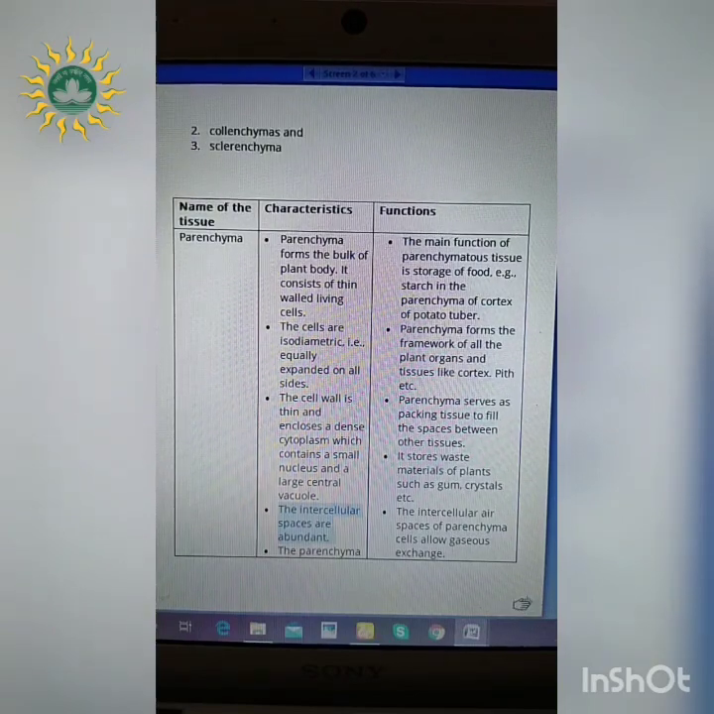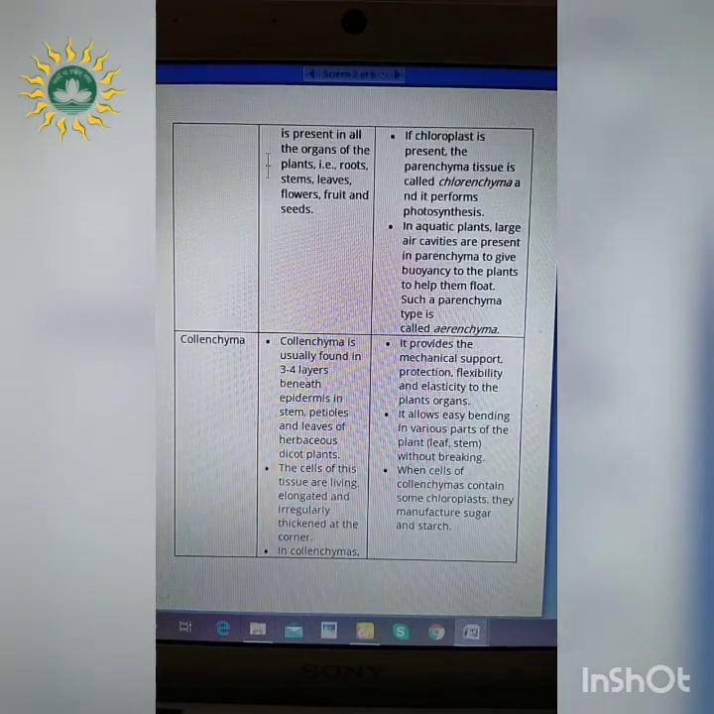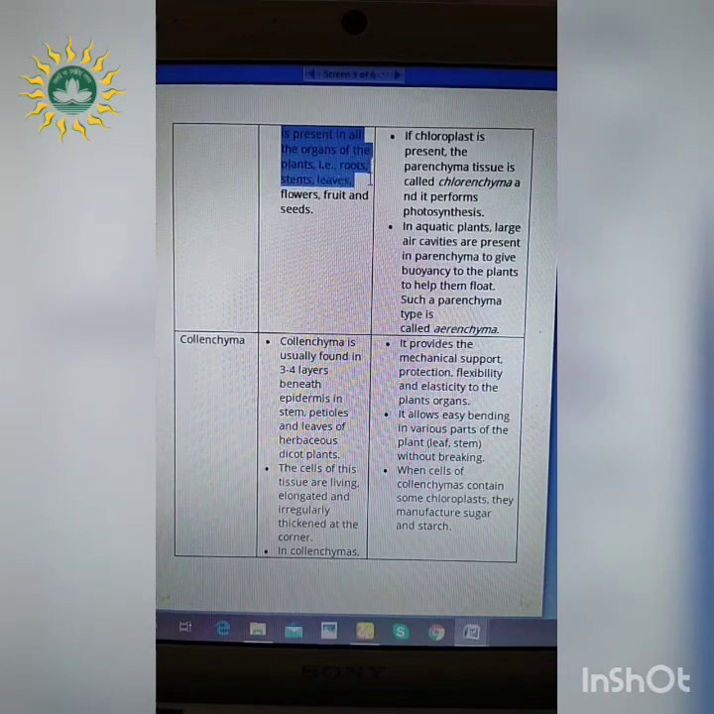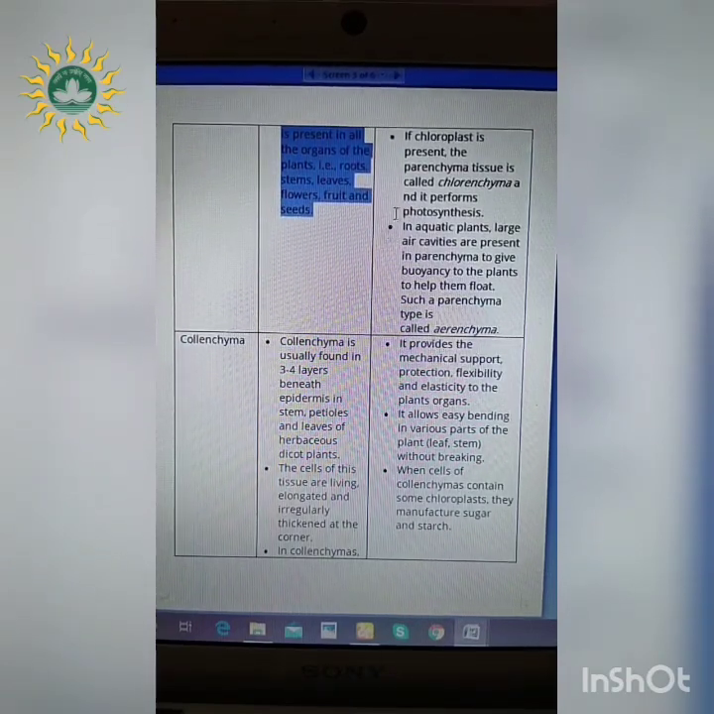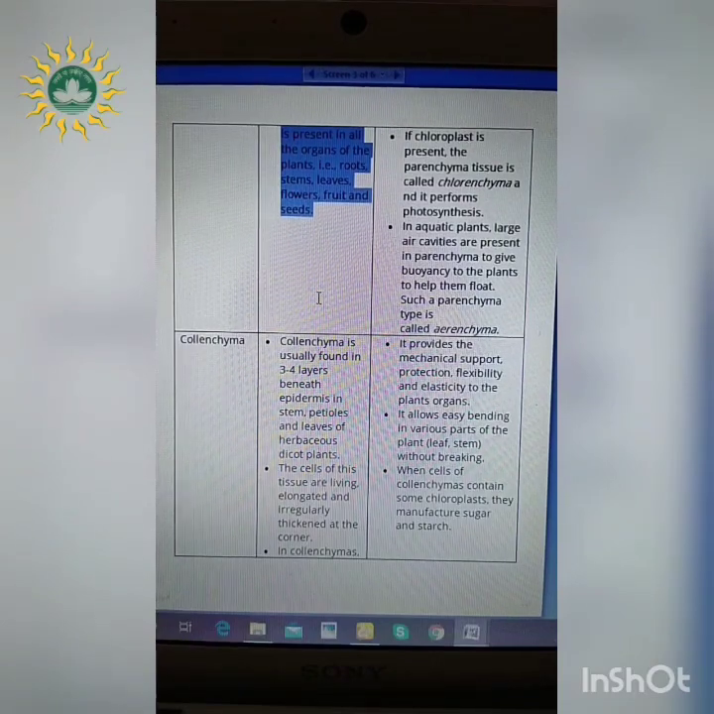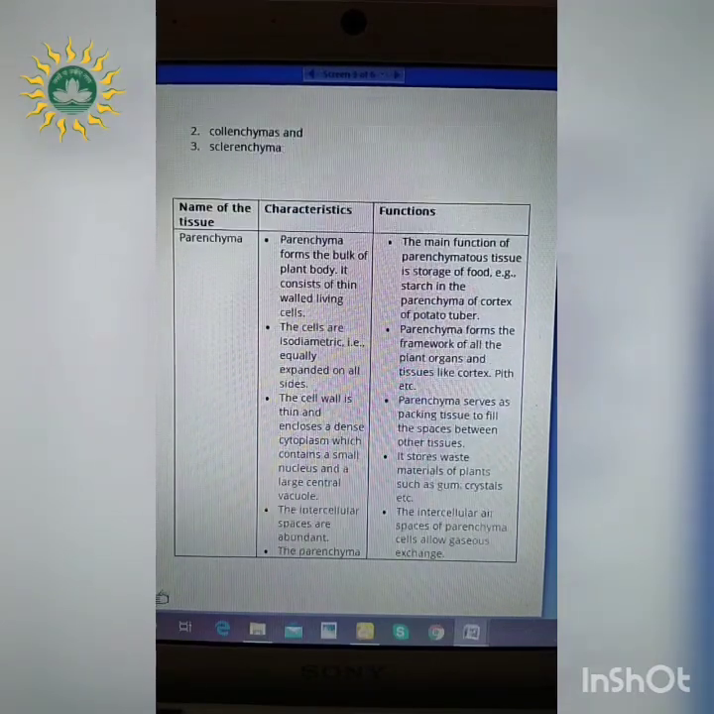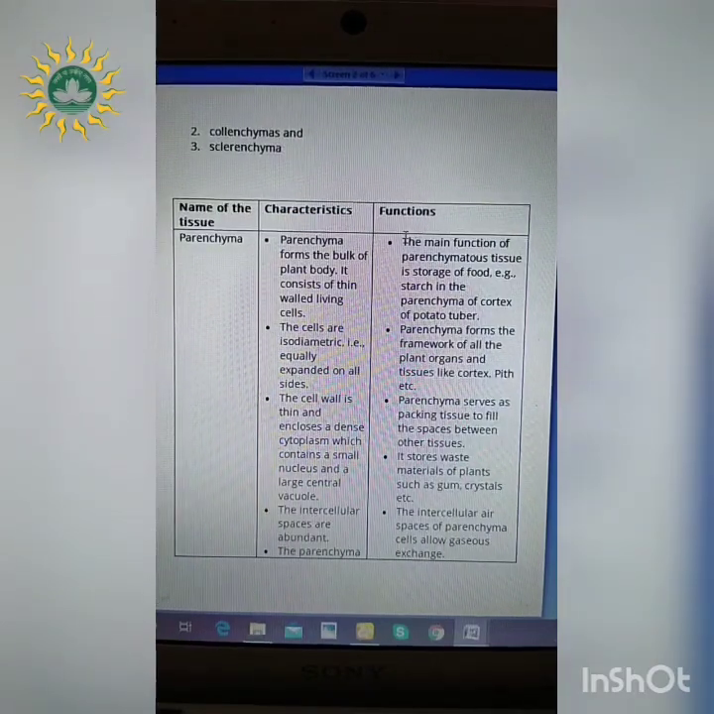Next, the parenchyma is present in the organs of the plants, that is roots, stems, leaves, flowers, fruits and seeds. So this is the location in which the parenchyma tissue exists. So what is the function? Firstly, this parenchyma tissue is important for the storage of food.